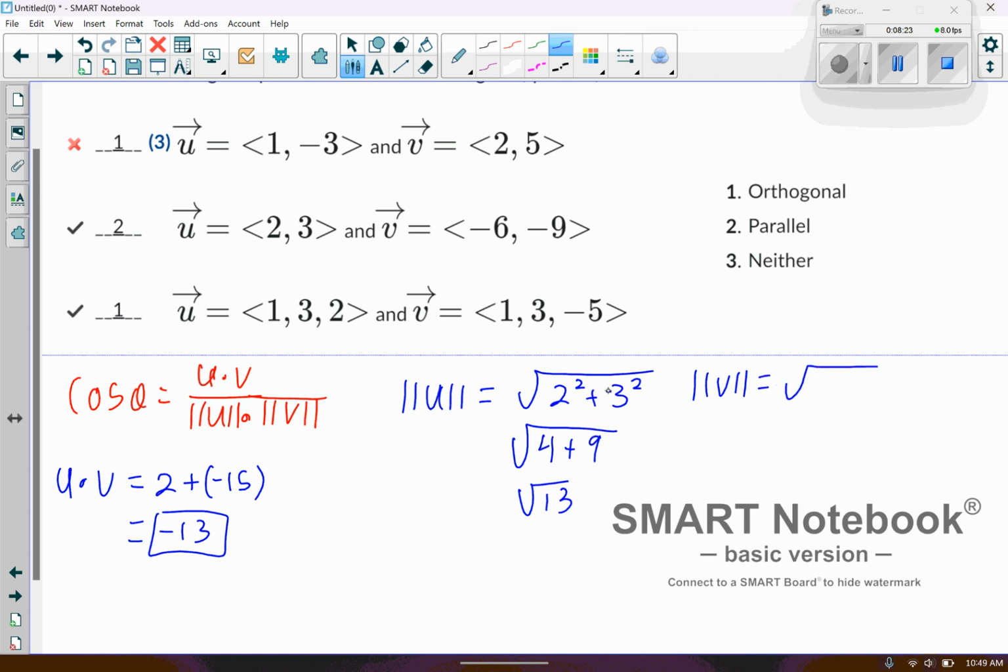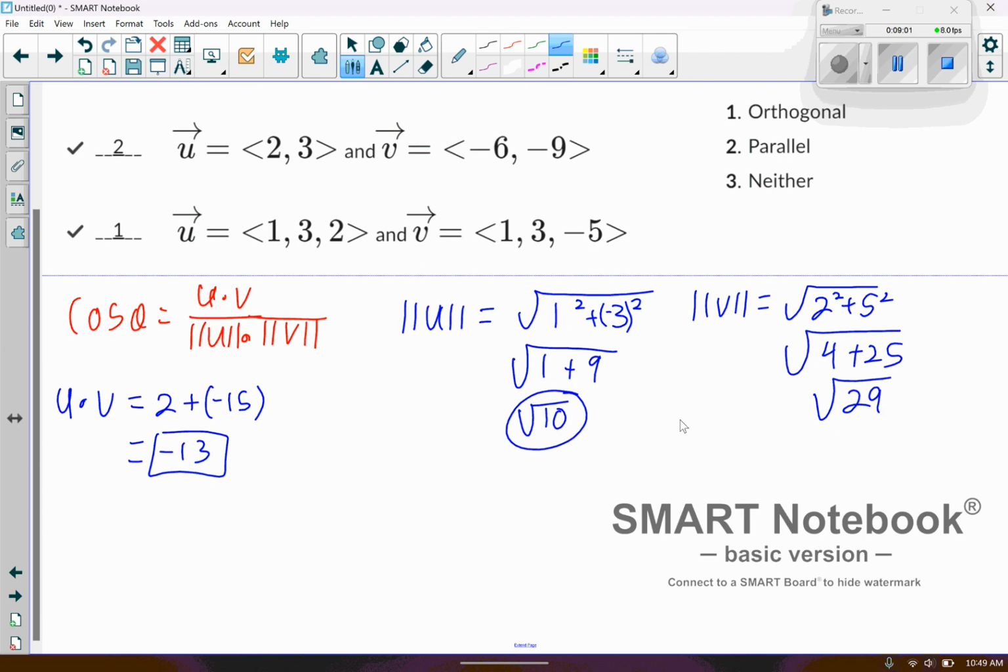That's a negative 3, but that won't make it... Oh, I'm sorry. That will make a difference. I started looking at a different u. So let's fix that real quick. All right. Sorry about that. So 1 squared is 1. Negative 3 squared is 9. So that should be the square root of 10. Sorry about that. Then here we're going to have 2 squared plus 5 squared. So we're going to get the square root of 4 plus 25, which is the square root of 29.